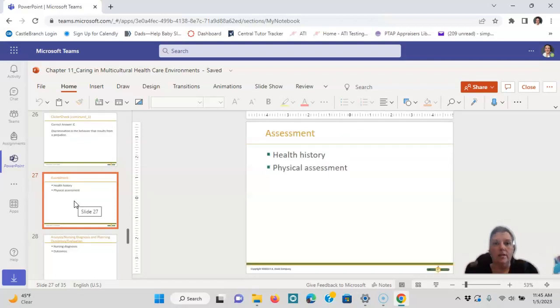So when you assess, just be careful when you're doing your health history and your physical assessment to be open and asking questions like, may I touch you? Can I remove this? Those kinds of things, because when you're assessing, you really want to be culturally competent. If there needs to be a male in the room, if there cannot be a male in the room, you know these things.